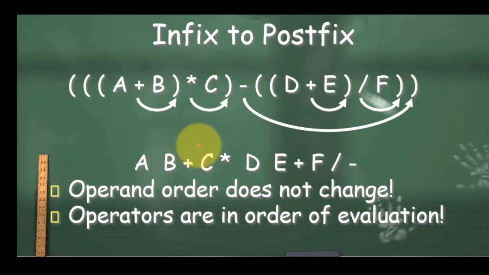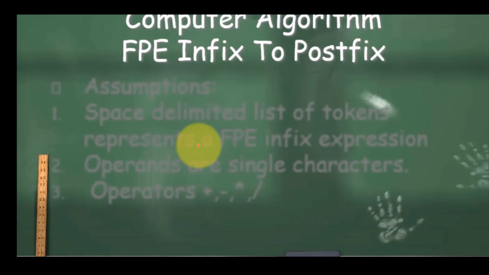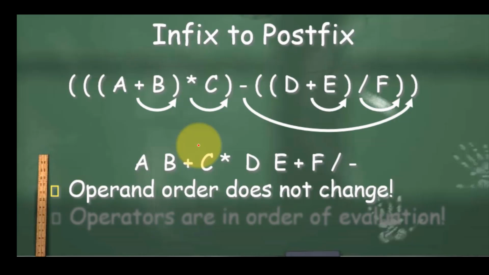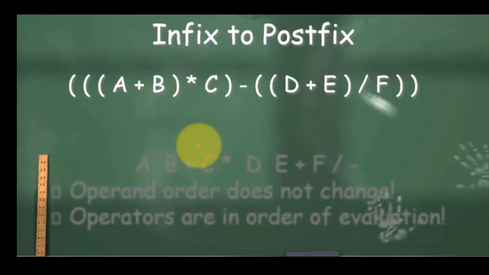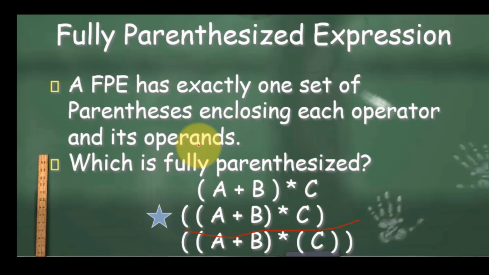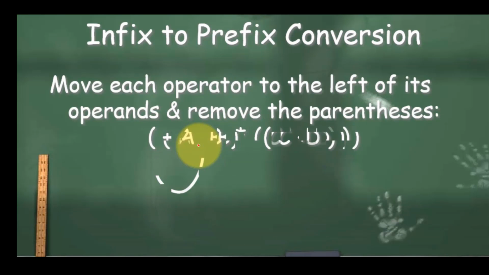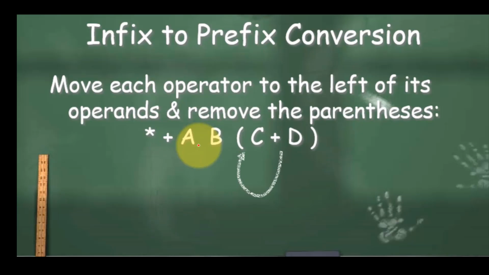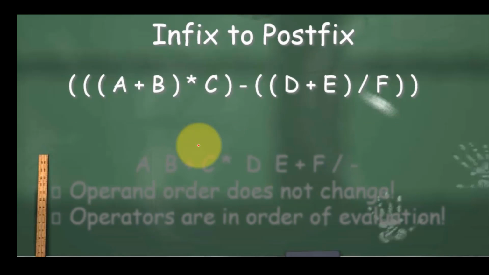Okay, next, let's proceed. The algorithm here with the use of fully parenthesized. What's the letter E again? I forgot. What's the E? I got amnesia. Expression. Okay, expression. I got amnesia for a while. Okay, fully parenthesized.